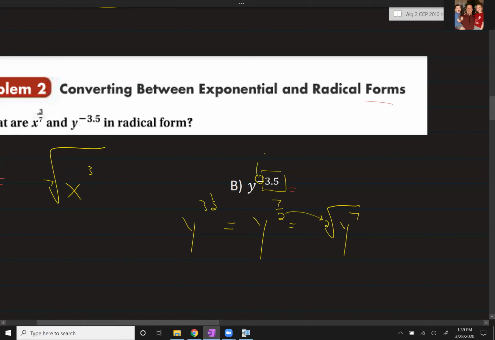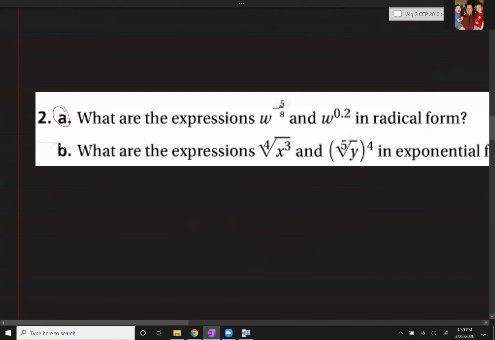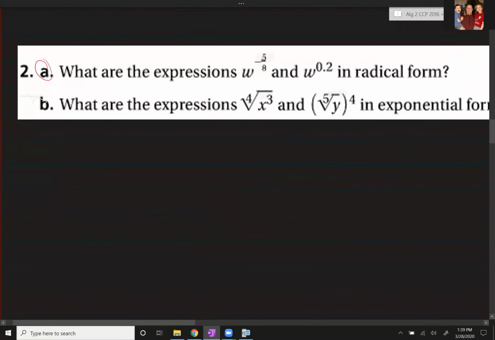But what about the fact that it was negative? What do I do with that? Well, what happens because of that is we end up putting the whole thing in the denominator. So my final answer becomes 1 over the square root of y to the 7th. So just being able to transfer them back and forth, back and forth.